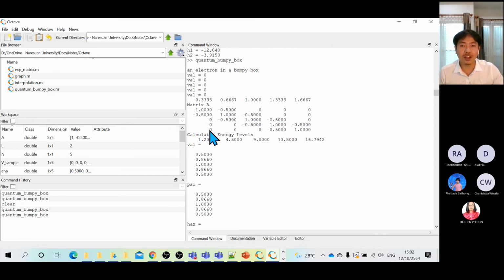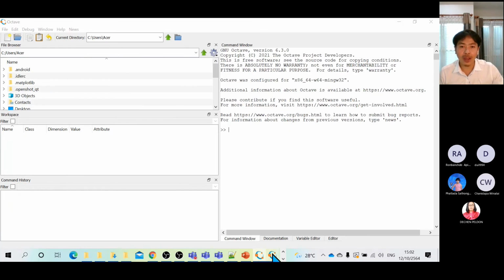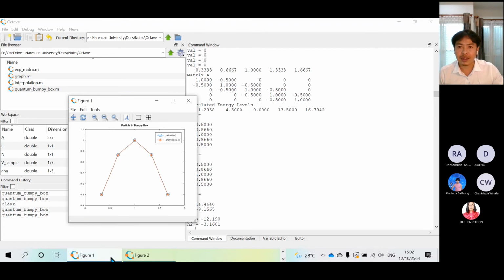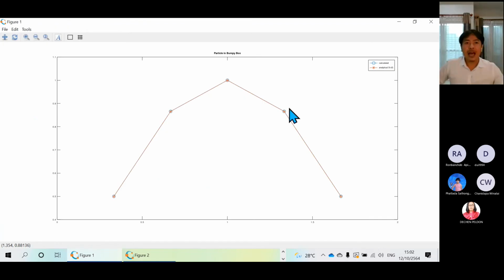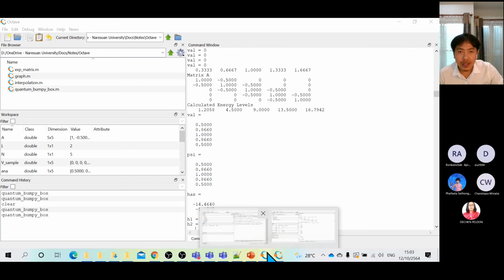That's my matrix A, and then I compute the energy value, and then I just get the wave function. Once I plot the wave function in Octave, there you go. Maybe it's difficult to see. I have two functions plotted here. I have the calculated value for the 5 points in blue, and I have the exact answer in brown over here. So they're in perfect agreement with each other. I can instead change the size of the box to make it bigger.